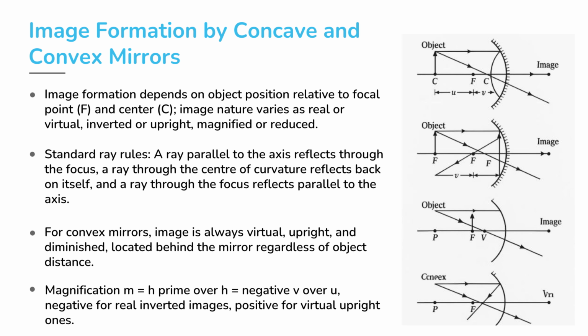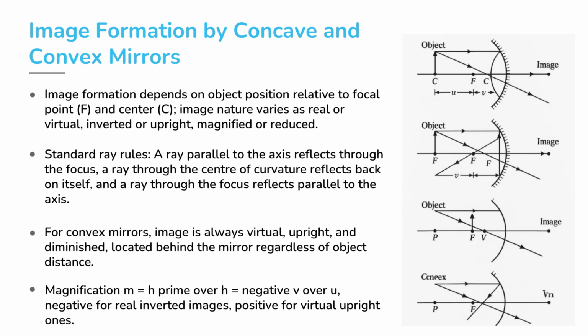The nature of the image formed by a mirror depends on the position of the object relative to the focal point, F, and the center of curvature, C. Depending on where the object is placed, the image may be real or virtual, inverted or upright, and magnified or reduced. The standard ray rules are as follows. A ray parallel to the axis reflects through the focus. A ray passing through the center of curvature reflects back on itself. And a ray passing through the focus reflects parallel to the axis.